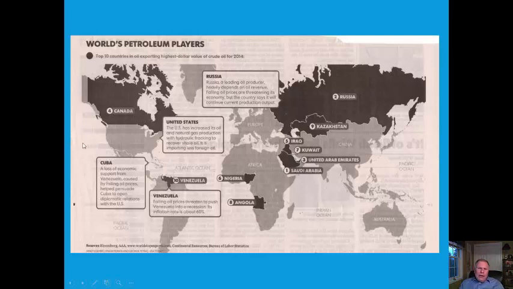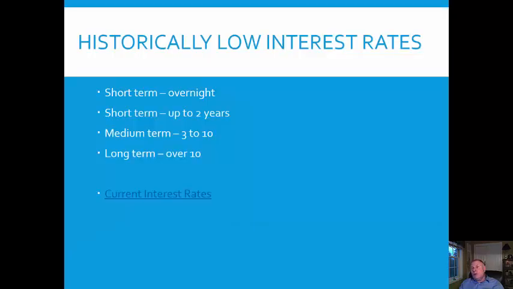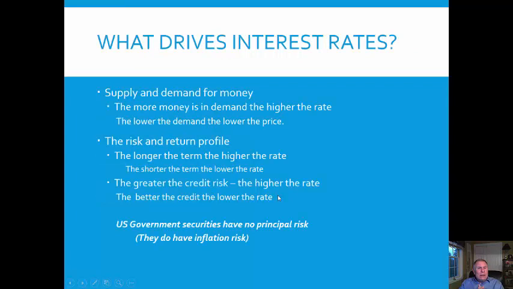The other thing we got going on is interest rates, and right now we're in very historically low interest rates. Short term is our overnight, up to 2 years. Medium term is 3 to 10 years maturity, and long term is over 10. So we got these low interest rates around the world, and it comes back to the supply and the demand for money. The more money is in demand, the higher the rate.